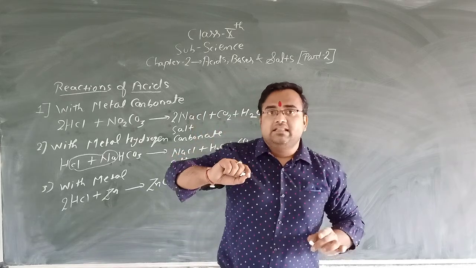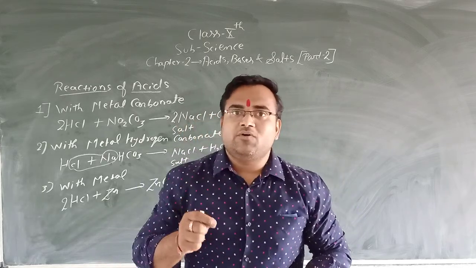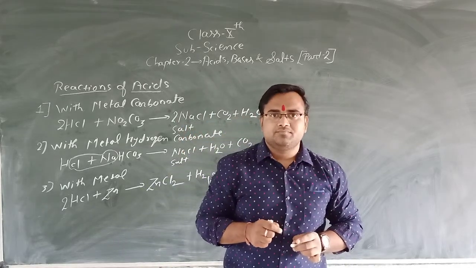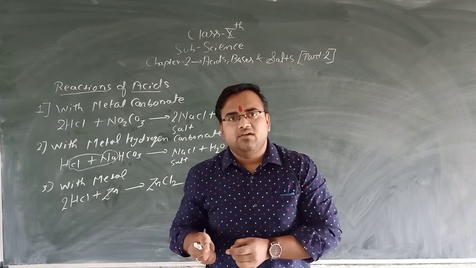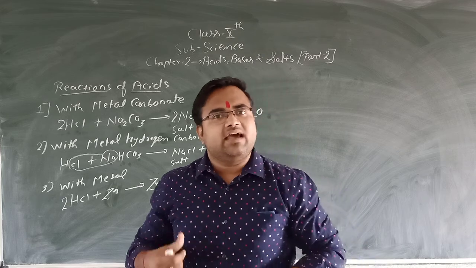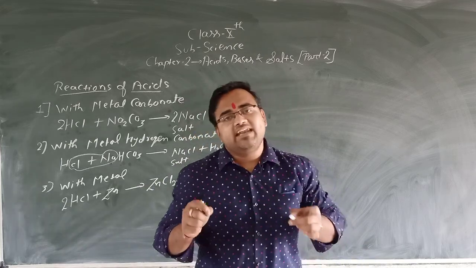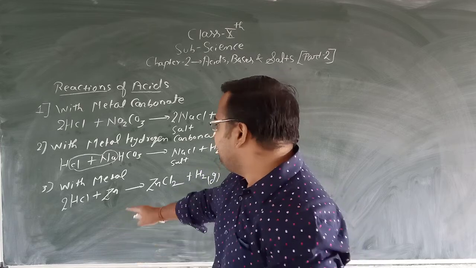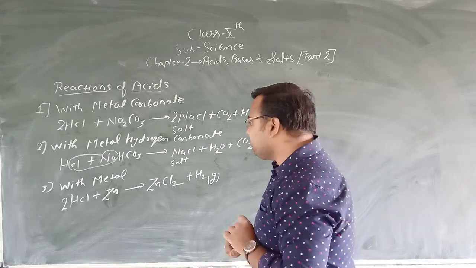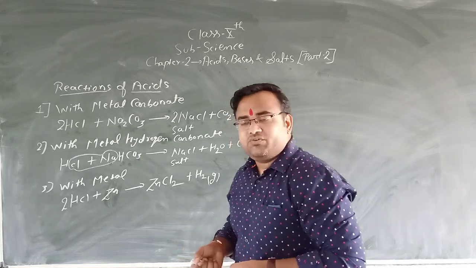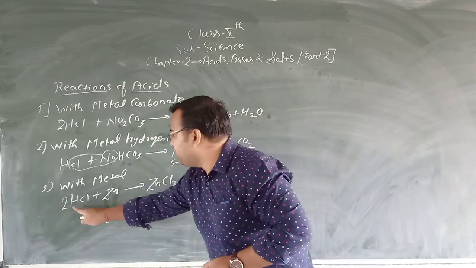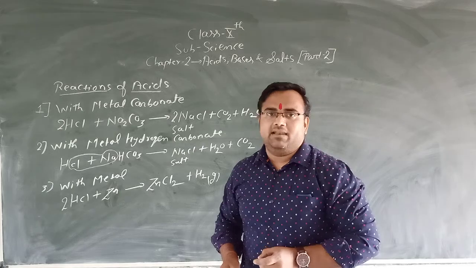So the question can be asked in the form of an MCQ also. What happens when acids are treated with metal and which gas is released? The options can be carbon dioxide, sulfur dioxide, sulfur trioxide and hydrogen. So the correct answer will be hydrogen. Whenever acids are treated with metal, hydrogen gas is released. Now we'll see whether the reaction is balanced or not. Here zinc, 2 chlorine and 2 hydrogen, the reaction is balanced.